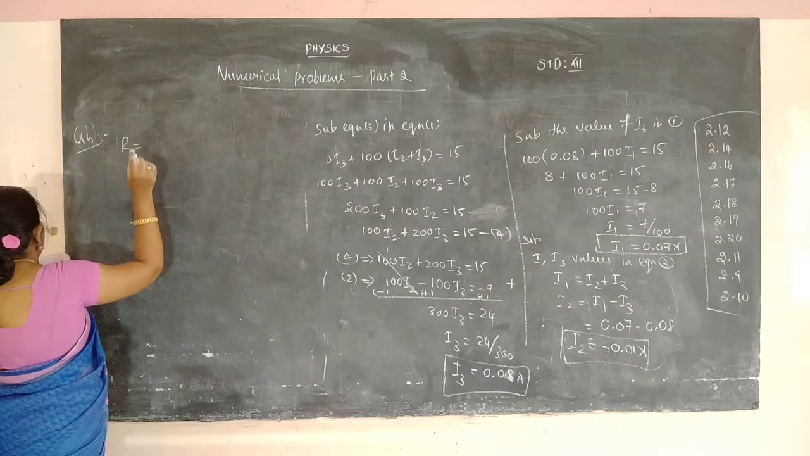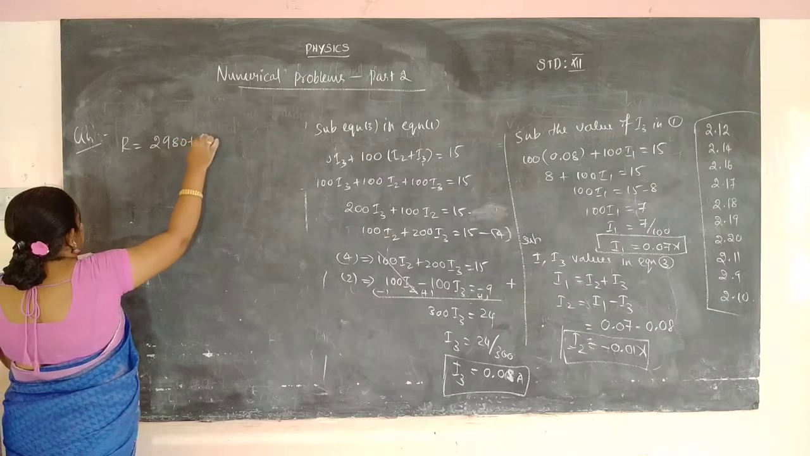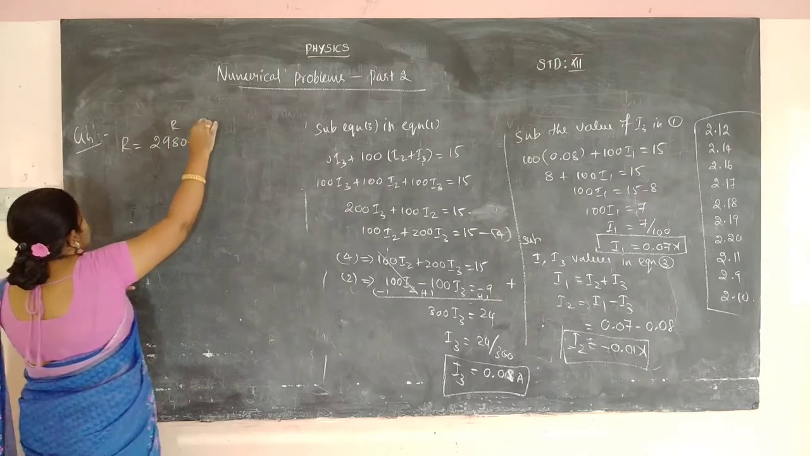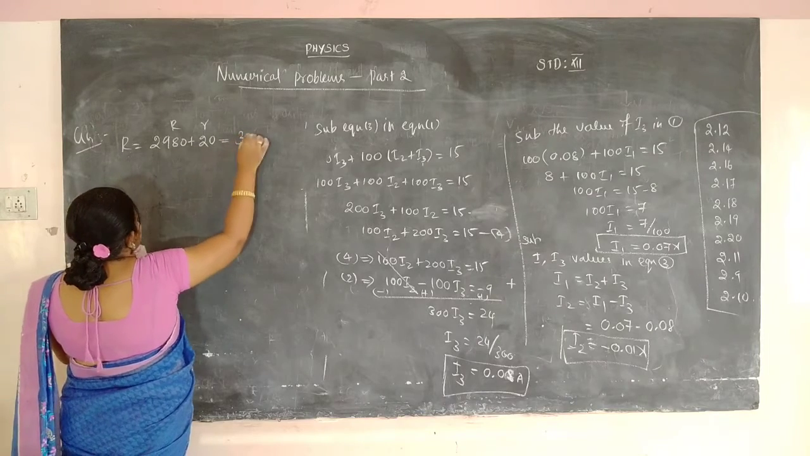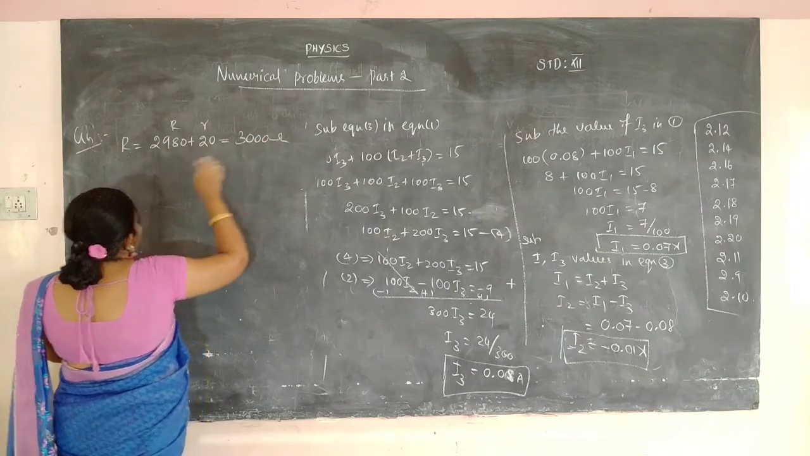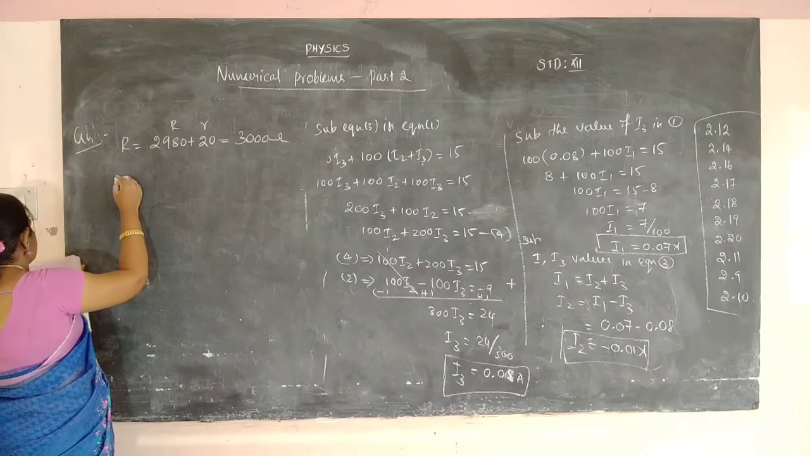Resistance values, two values are there. One is 2,980 and another one is 20. That is a capital R, that is a small r, the internal resistance. We want to calculate the total resistance, that is 3000 ohm. We add 2,980 plus 20, that is the total resistance.